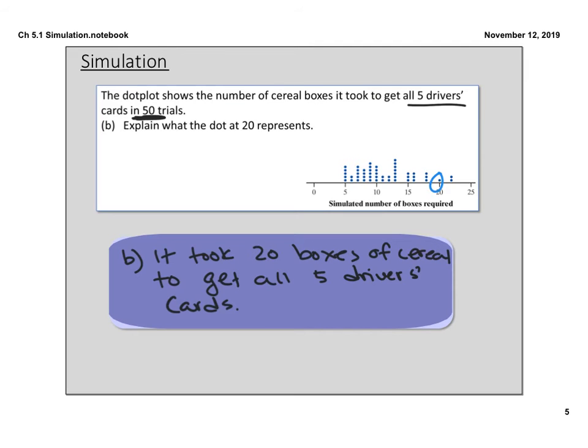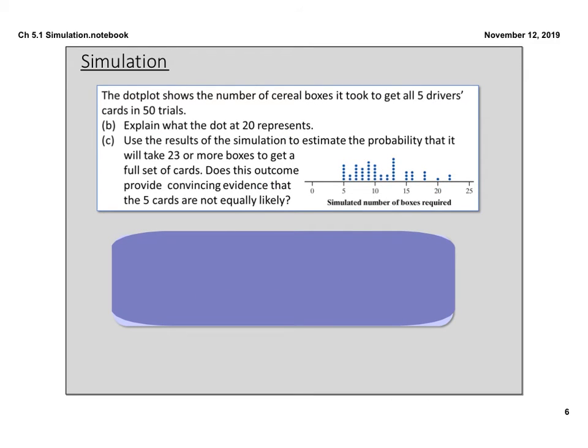And then look at the next part, C. It says use the results of the simulation to estimate the probability that it will take 23 or more boxes to get a full set of cards. Does this outcome provide convincing evidence that 5 cards is not equally likely?